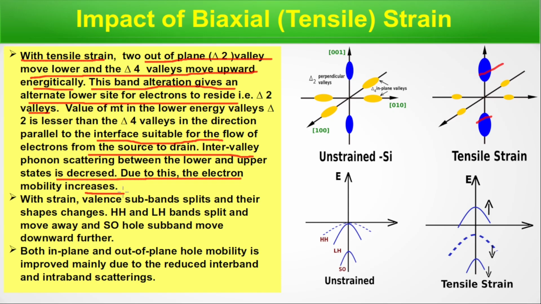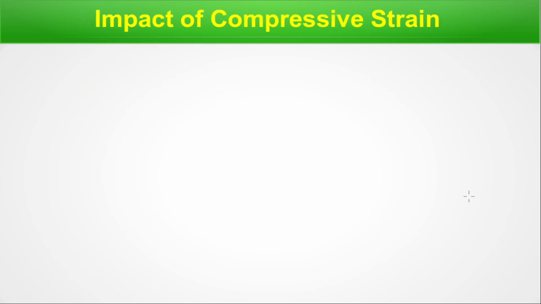With strain, the valence subband also splits. Here, the heavy hole subband moves this way, and the light hole moves upwards this way. So, both in-plane and out-of-plane hole mobility is improved, mainly due to reduced interband and intraband scattering. So we are done with this slide. We will move to the next slide.